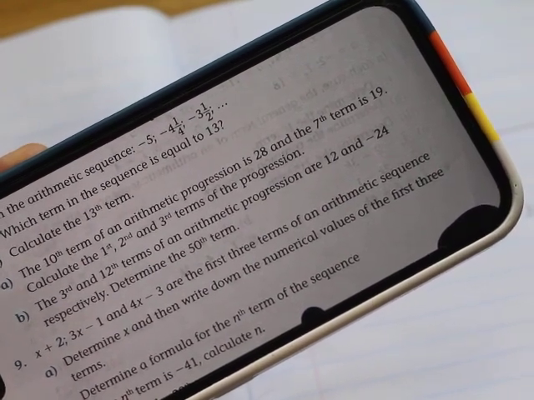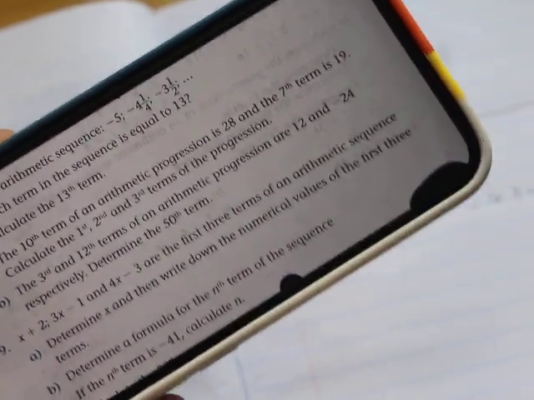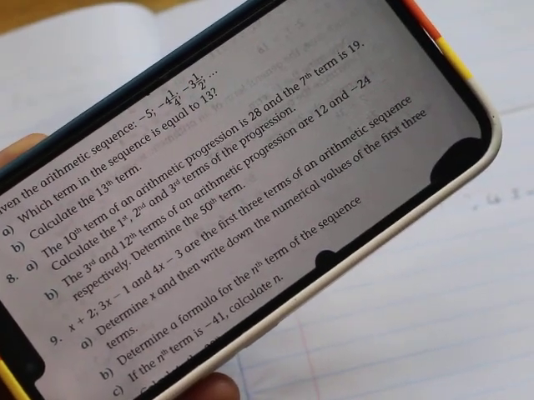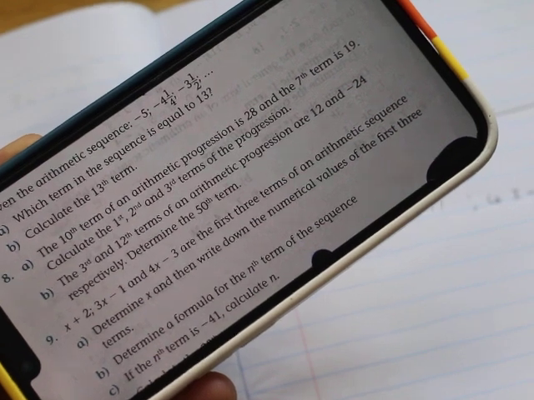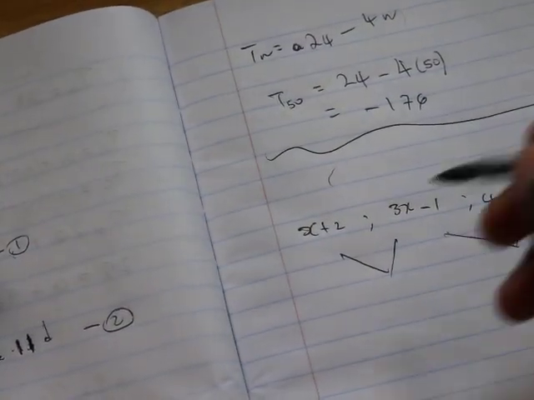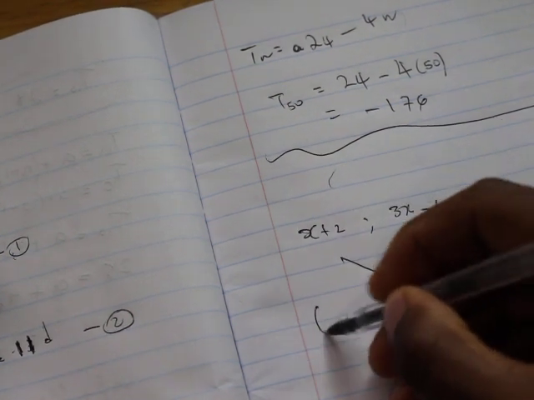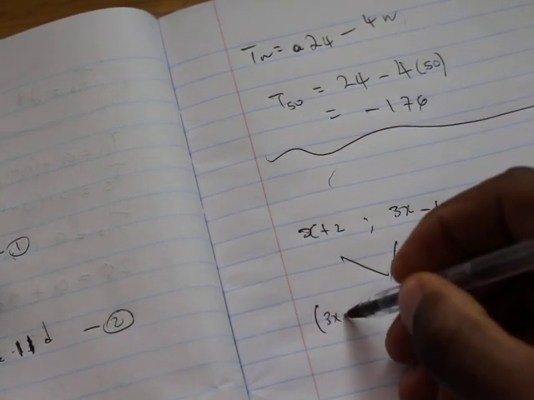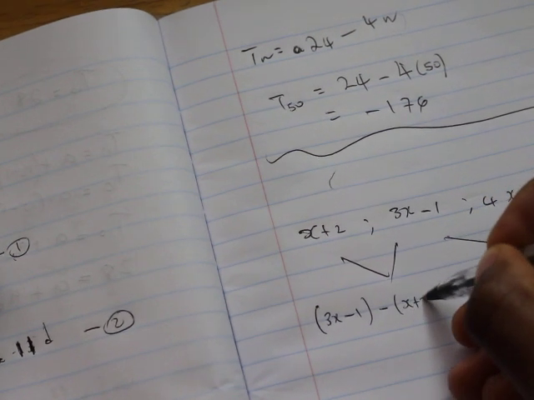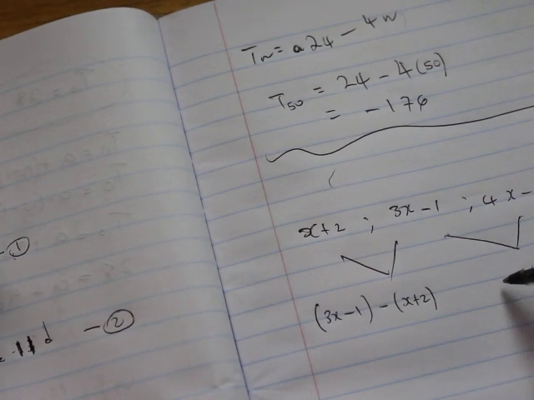It's already given that this is an arithmetic sequence, so we already know that the first difference is going to be constant. Determine x and then write down the numerical values of the first 8 terms. So this is easy. We're just going to find the first differences. So we know that this one is represented by 3x minus 1 minus x plus 2. And this one is represented by 4x minus 3.